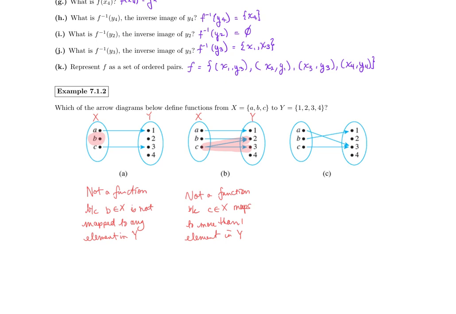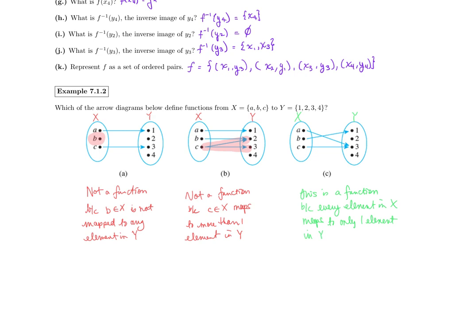Now let's check out our last example here. Again, we have all three elements in the domain being used, and each one maps to only one element in the codomain. So in fact, yes, this is a function, because every element in our domain X maps to only one element in our codomain Y.